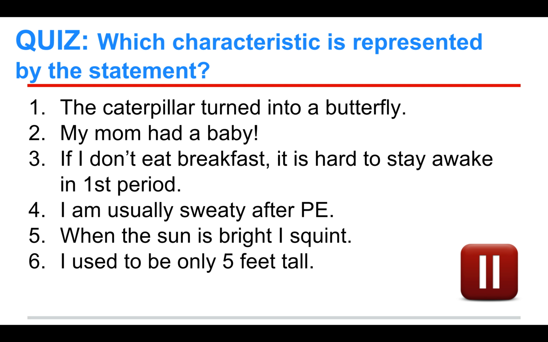So the first one is the caterpillar turned into a butterfly. Number 2, my mom had a baby. Number 3, if I don't eat breakfast, it's hard to stay awake in first period. Number 4, I am usually sweaty after PE. Number 5, when the sun is bright, I squint. Number 6, I used to be only 5 feet tall. So again, pause your notes and quiz yourself here. Yes, you should write this in your notes. It would be super helpful for you.